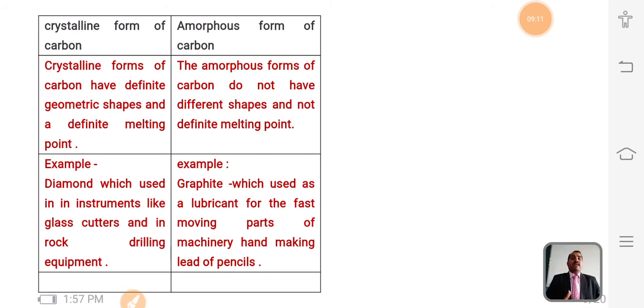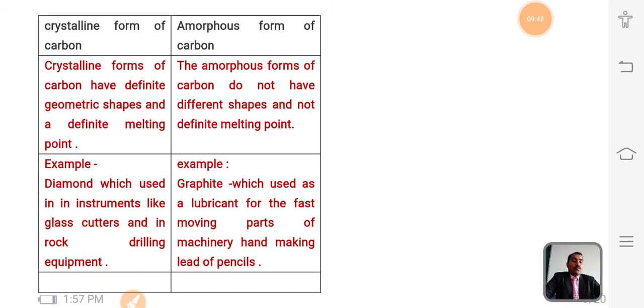Now for graphite, an amorphous form of carbon, examples are graphite, coke, coal, etc. Here we will discuss the uses of graphite. It is used as a lubricant for the fast moving parts of machinery, and it can also be used for the preparation of pencils. Graphite is used for making the lead of pencils.